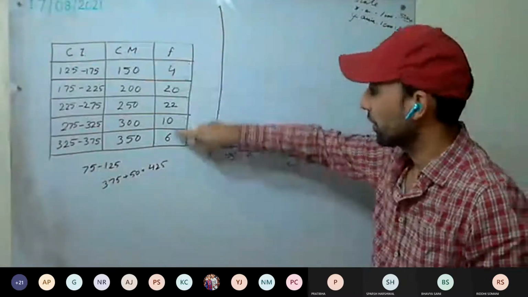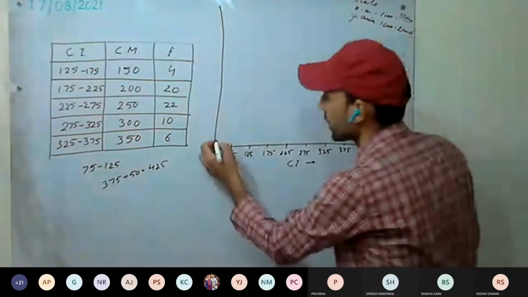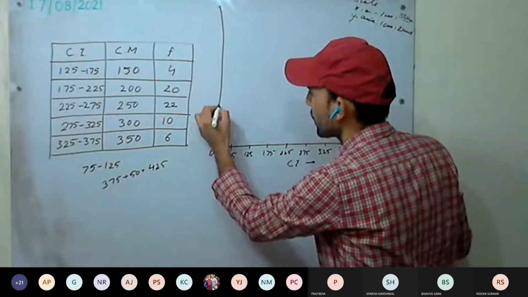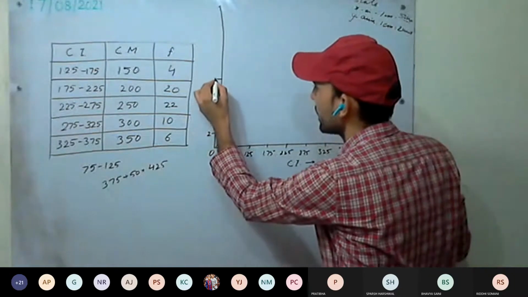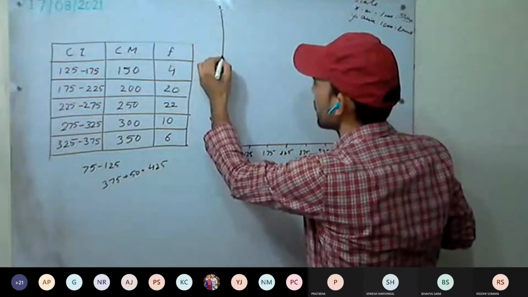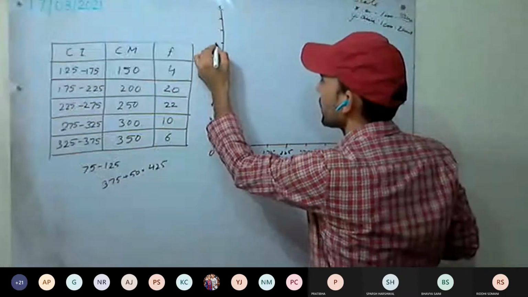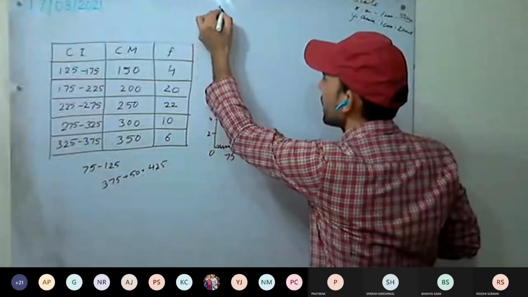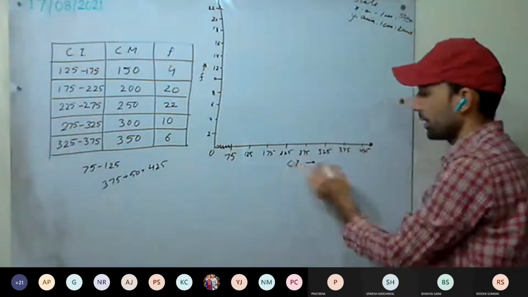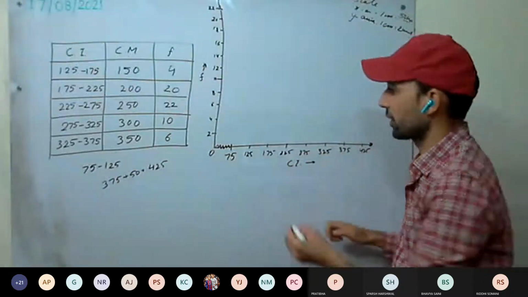Scale. Okay, so these are workers. It means 1 centimeter we are taking as 2 units, 2 workers. 2, 4, 6, 8, 10, 12, 14, 16, 18, 20, and here 22. These are frequency, that is the number of workers. These are wages. Okay. Now first 75 to 125.